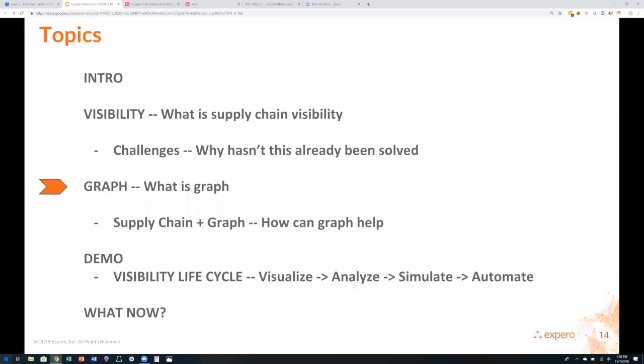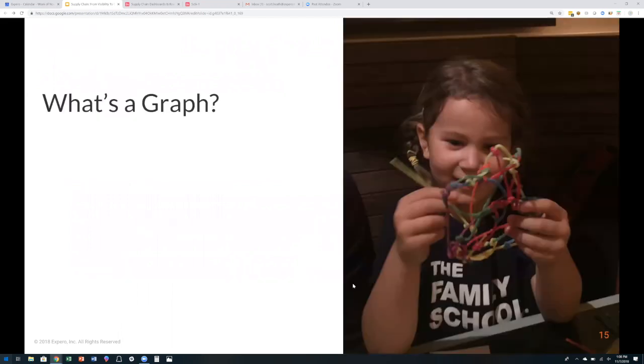Okay, so now that we've set the table, let's talk a little bit about how we can do things differently. And that first one that we talk about is something called graph technology. Is it a piece of yarn? Many people may see it as that. Other people have said it's a graph, it's a pie chart. No, that's not right either.